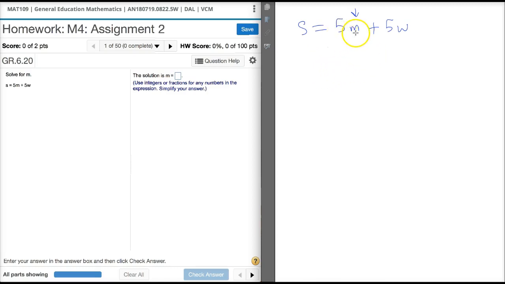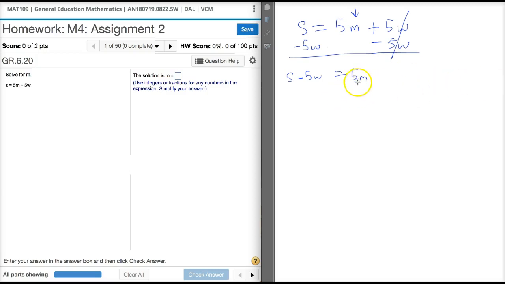Since we want m by itself, then it means that we want 5m, this term, by itself on this side. So we have to subtract 5w from both sides in order to get rid of this, because we know 5w minus 5w will come out to be 0. And of course, s and 5w are not like terms because s is a different variable than w. So all that we can do is just write s minus 5w here, okay? And of course here, we know that this is 0. 5m plus 0 is just 5m. So we could actually just get rid of that.